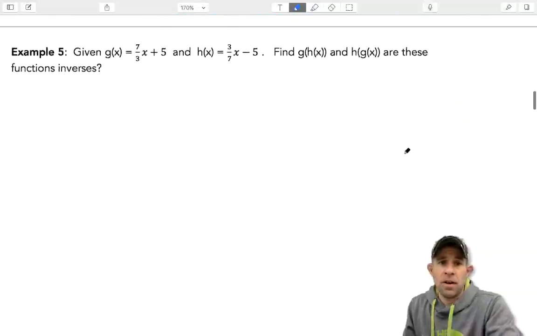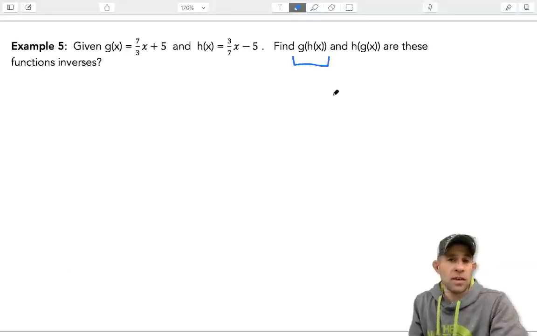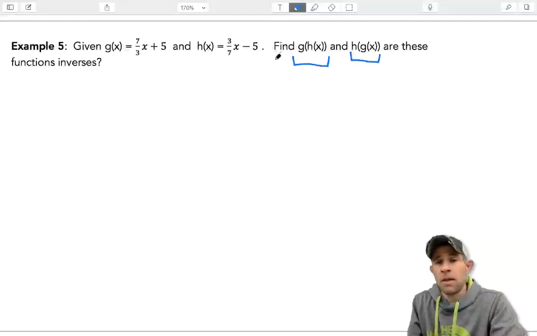All right, example 5 asks you now to find by composition g of h of x and h of g of x. Go ahead and pause the video now and try this one on your own, then press play and see if you got the same thing I got.